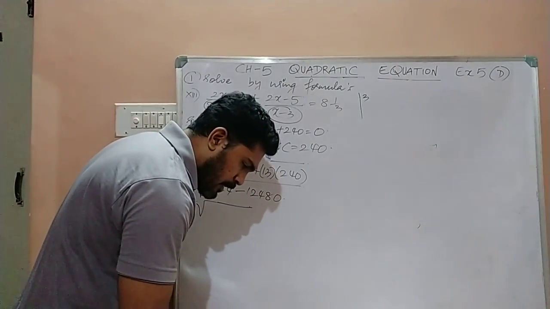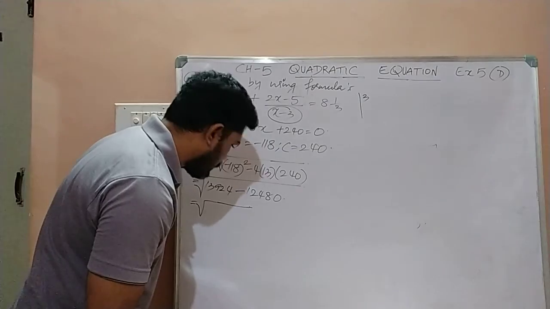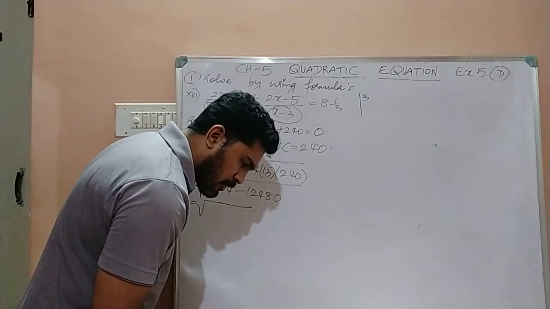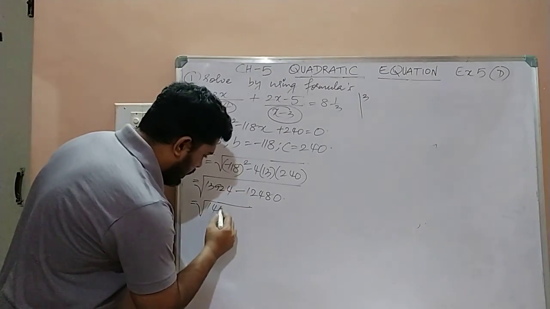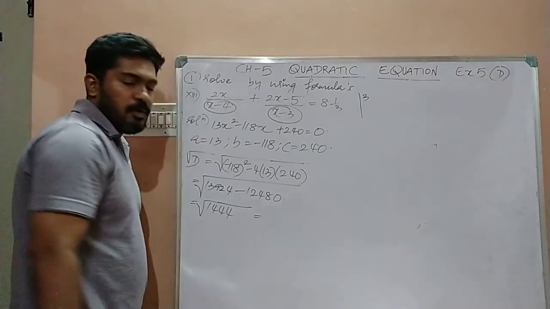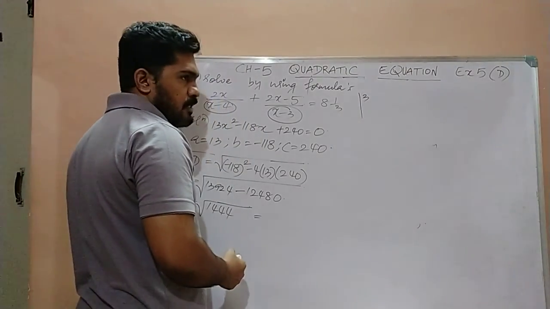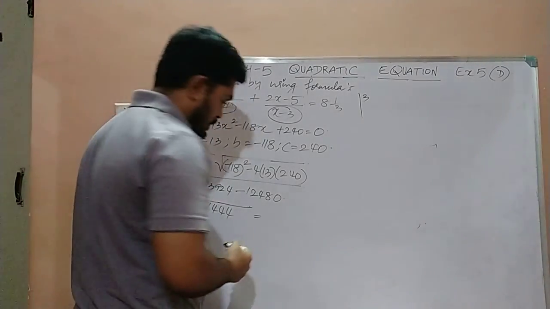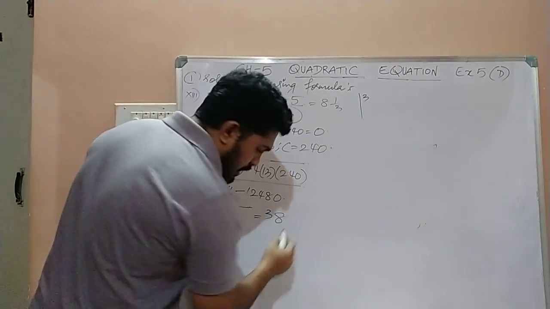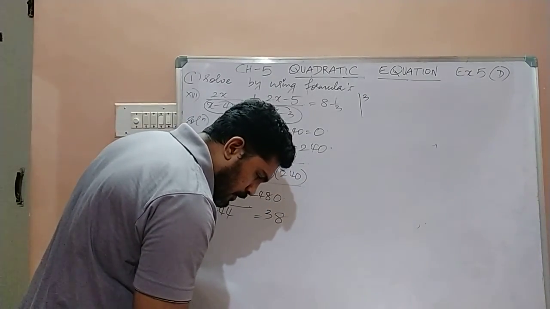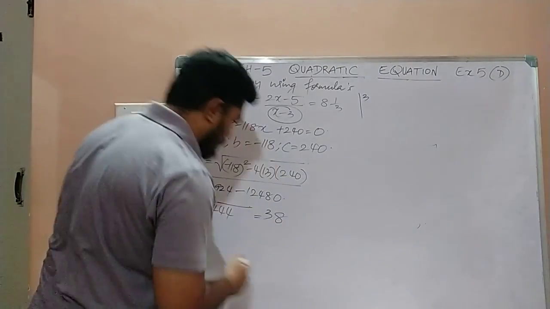Let us find the difference of these two. 13924 minus 12480 is equal to 1,444. And what is the square root of 1,444? I think it is 38. Yes, it is 38. Let me find out. Square root of 1,444 is 38.